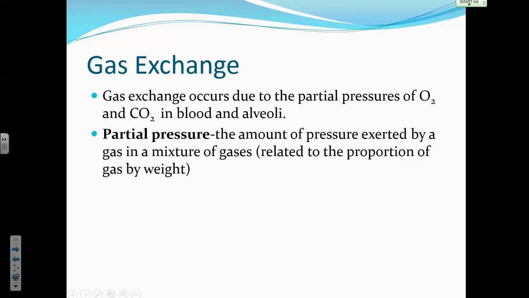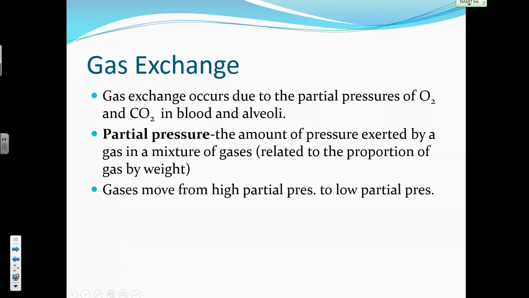And the pressure of oxygen in the blood or the alveolus has nothing to do with the CO2 movement. Okay? That's what I'm trying to get at. All right. And so I've already defined partial pressure for you.